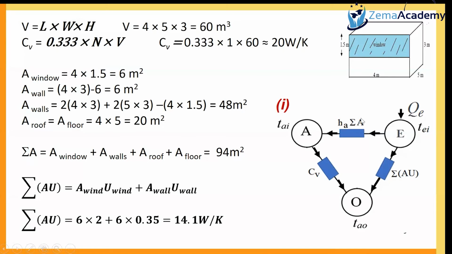Why? Because this summation A is 94 meter square, and this HA you have done in the previous slide, because this HA is 4.5 watt per meter square Kelvin. So you know this value also. Temperature at AI is unknown. You know the outside air temperature and you know the inside environmental air temperature TEI. Okay?